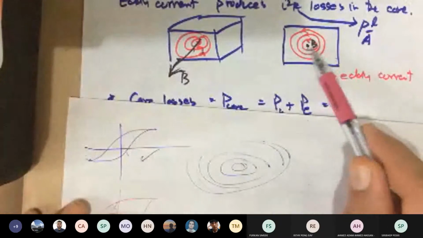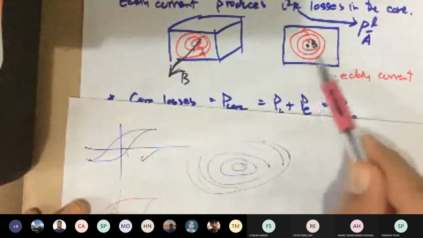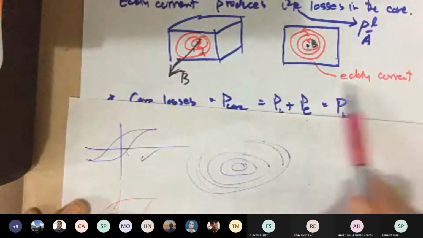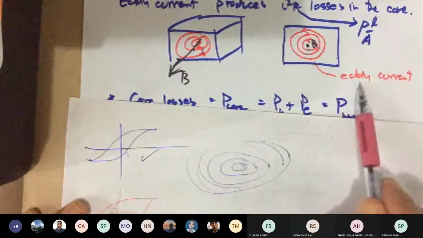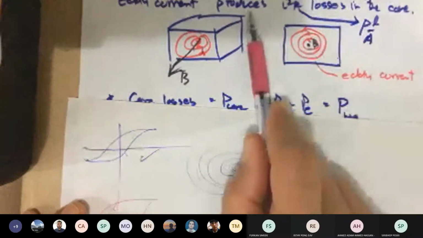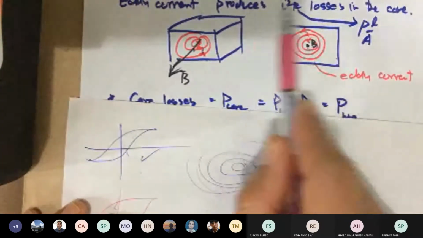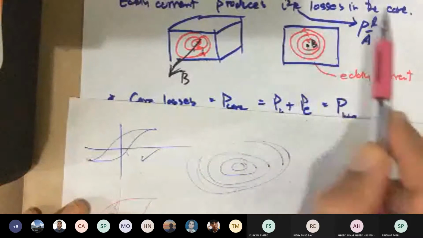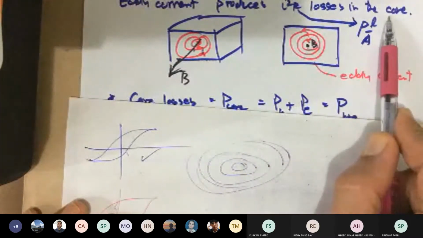See, it's going to loop, a looping current. This is what we call eddy current. These currents produce I square R losses in the core.